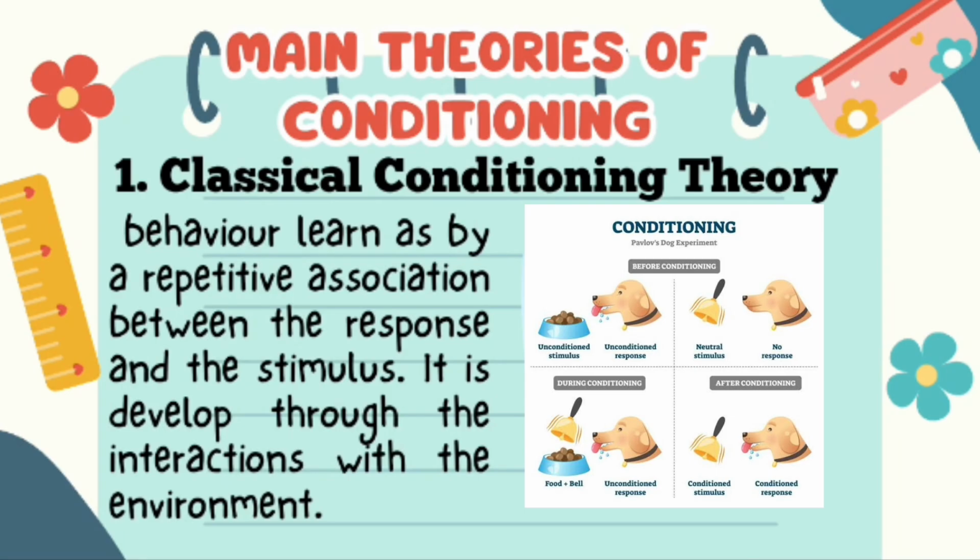This theory explains that learning happens through association. It means that a person or even an animal learns to connect one thing with another. For example, when a certain sound, object, or situation is always followed by a specific response, our brain starts to connect them automatically. In short, classical conditioning is all about learning through repetition and association. We develop certain behaviors or responses after repeatedly experiencing them in connection with something in our environment.